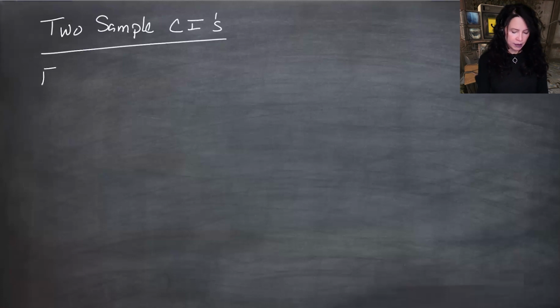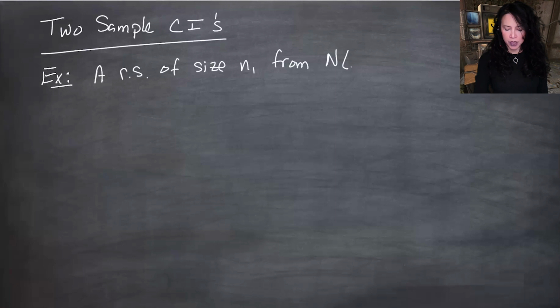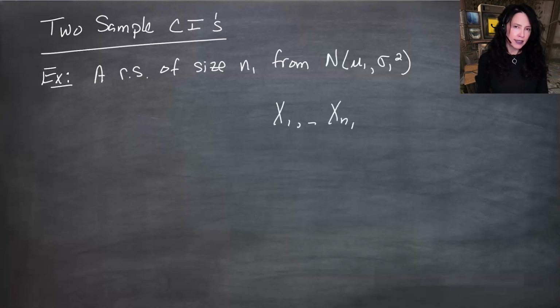Let's look now at a couple of 2 sample confidence intervals for different things. In my first example, here is the setup. I have a random sample of size n1 from a normal distribution with mean mu1 and variance sigma 1 squared. I could write this if I want as x1 out through xn1, but for my second sample, I'd have to use a different letter, or I could use double subscripts. But it turns out I really don't need to write these out explicitly, so I'm just going to say I have a random sample of size n1 from this distribution.